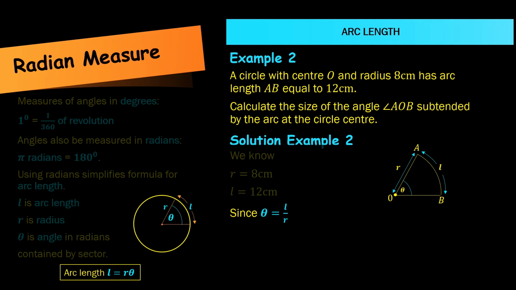We can rearrange the formula L equals R theta to give us that theta equals L over R. And then substituting in the values gives us that theta equals 12, where 12 is the arc length, divided by 8, where 8 is the radius. And therefore theta equals 1.5 radians.